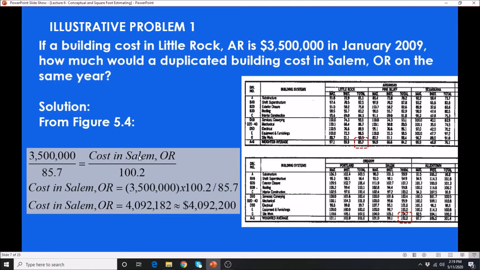Okay, and then we will be figuring out the cost in Salem and the location index in Salem, Oregon. So again, we have here Oregon, Salem, and we have here the weighted average, which is 100.2. So we have here 100.2 plugging into this relationship, and then we need to just cross multiply this value here. And again, these values are in percentage. So you don't need to convert them to decimal as long as you deal here in terms of percentage, and this is also in percentage.